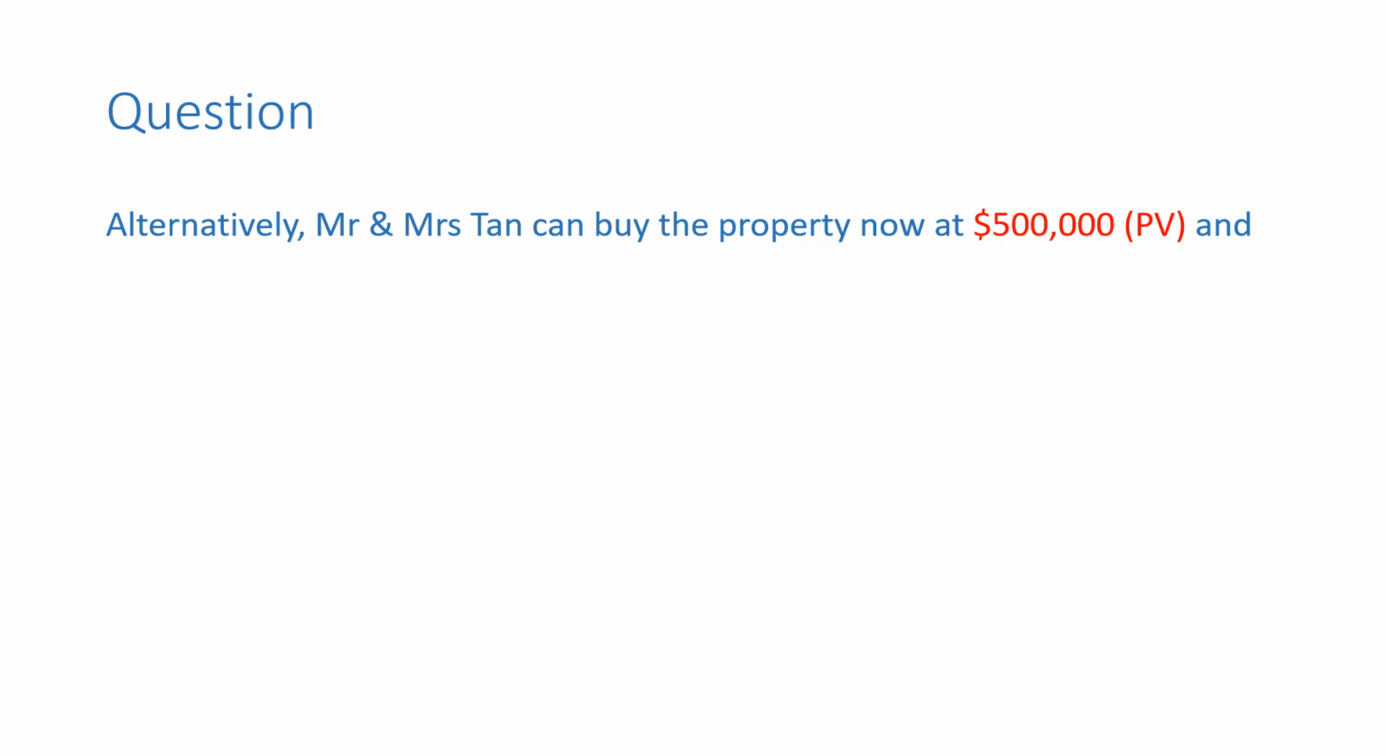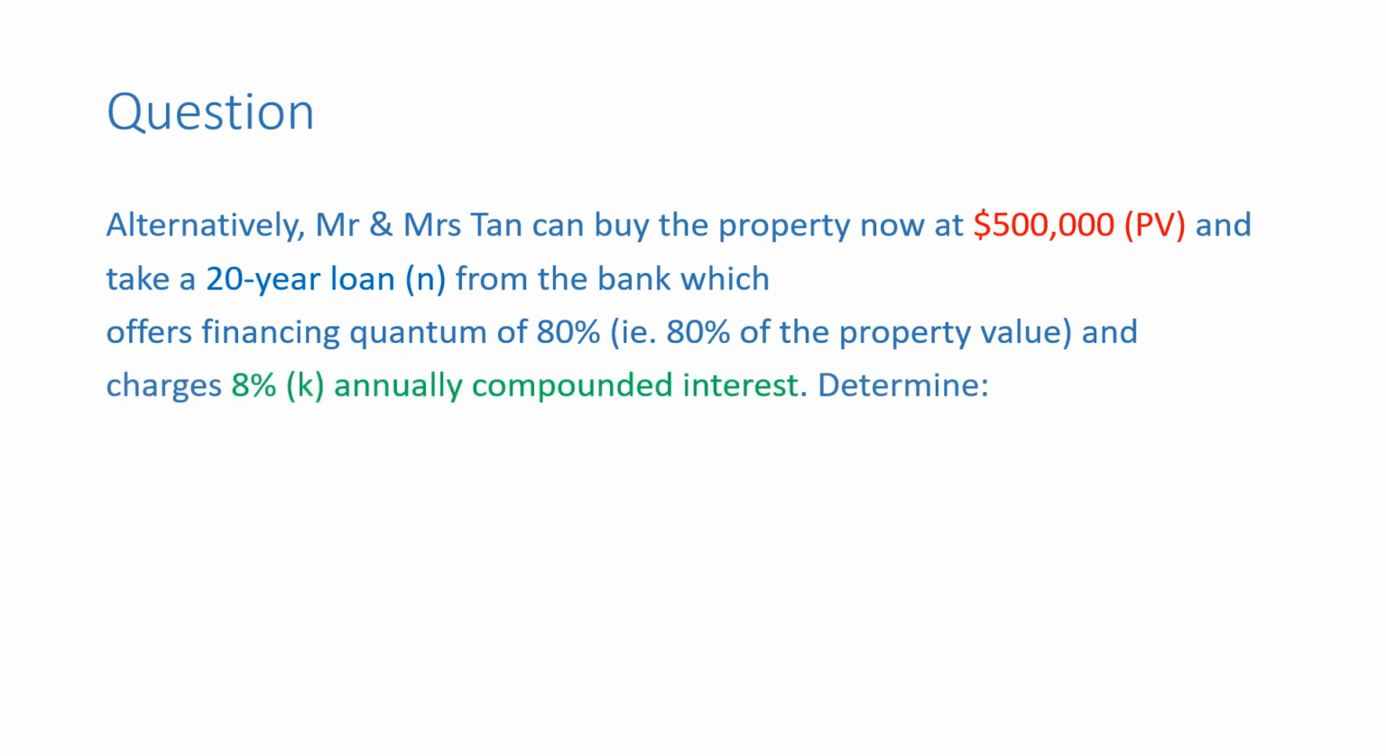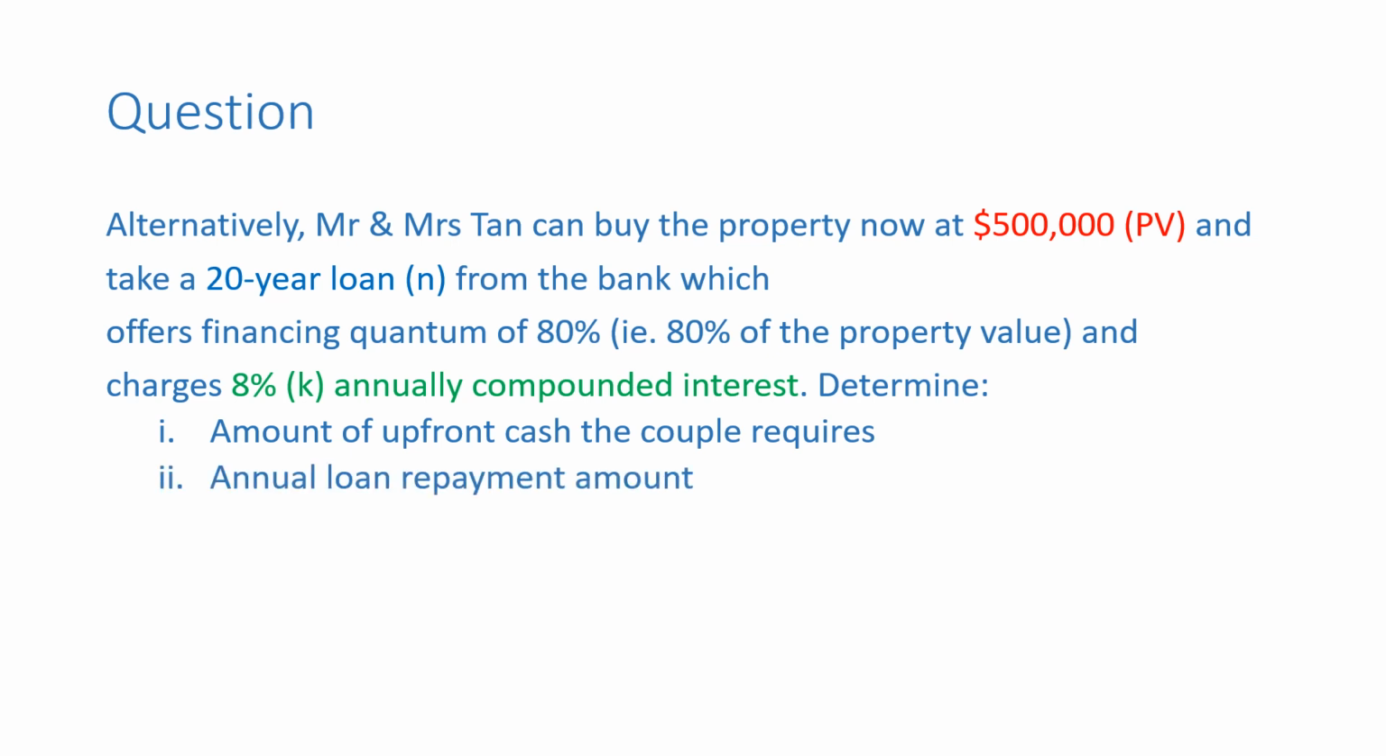Alternatively, Mr. and Mrs. Tan can buy the property now at $500,000 and take a 20-year loan from the bank, which offers financing quantum of 80%. It means 80% of the property value. And charge 8% annual compounded interest. Determine the amount of upfront cash the couples require. Annual loan repayment amount.